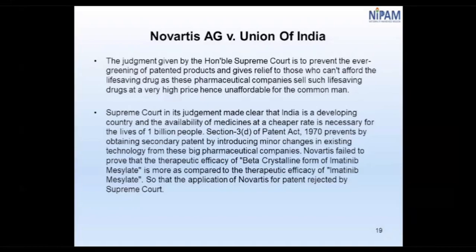It is very easy to get a patent for a chemical product. We can change the volume, we can change the weight, and we bring a different chemical property, and we can get the patent. It is very simple. So we have Section 3(d). Section 3(d) says that by simply changing the volume or the property, you can't get a patent.